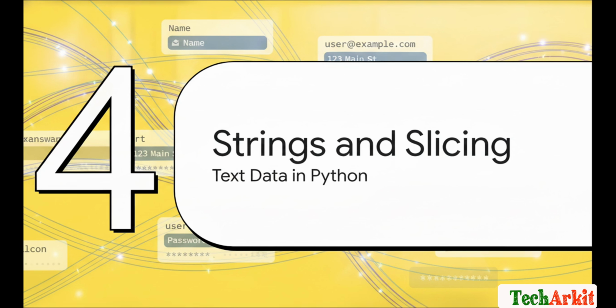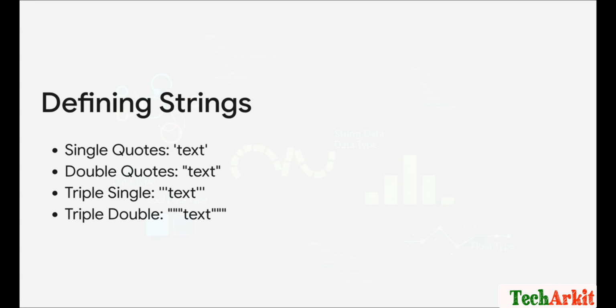Moving on to section 4, strings and slicing. So when you're building real-world applications, up to 80 or 90% of your data fields, stuff like names, addresses, passwords, they're going to be strings. The string data type is really just a sequence of characters, but Python gives you an incredible amount of freedom in how you define them. You can encapsulate a string using single quotes, double quotes, triple single quotes, or even triple double quotes.